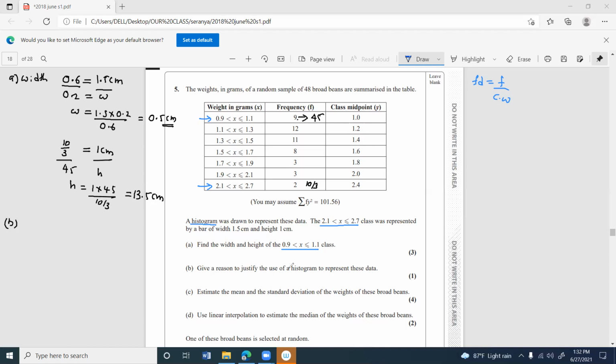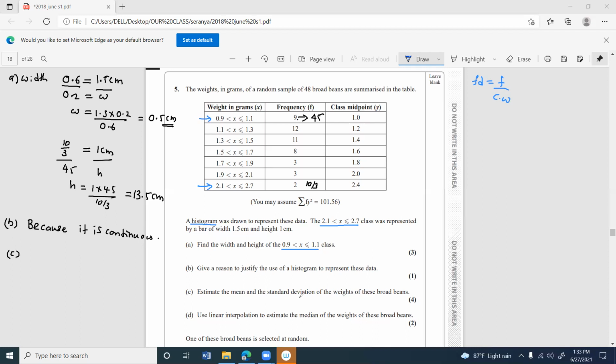Give a reason to justify the use of a histogram to represent this data. So what can you say? This set of information is continuous. What do we mean by continuous? The information is continuously scattered, and there is no gap between these values. For continuous information, we can use a histogram to represent the data because it is continuous.